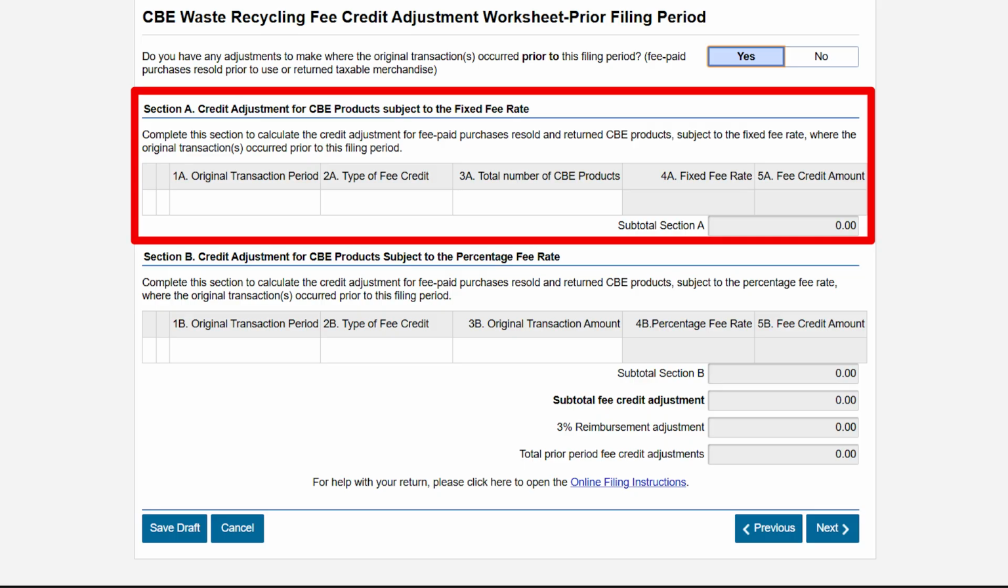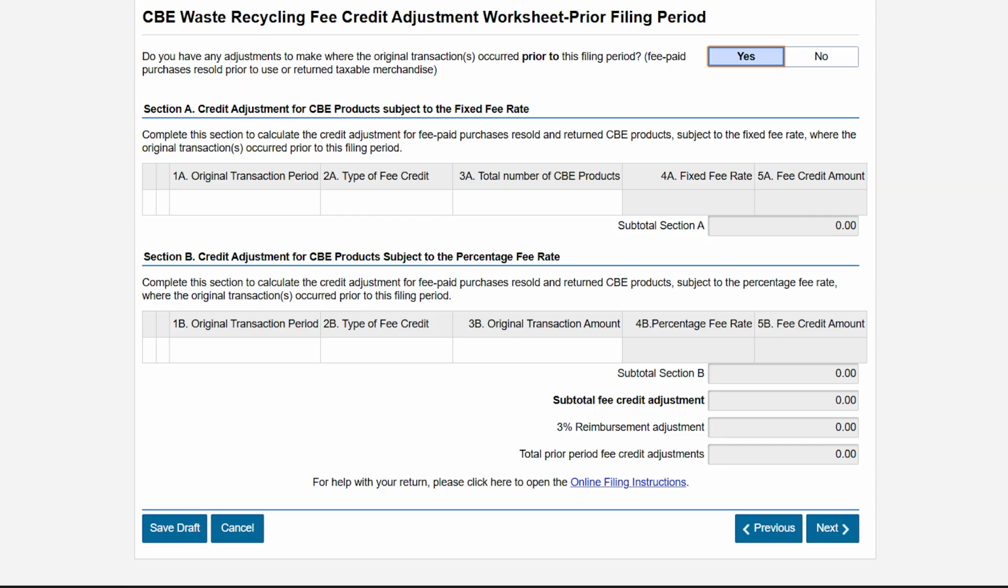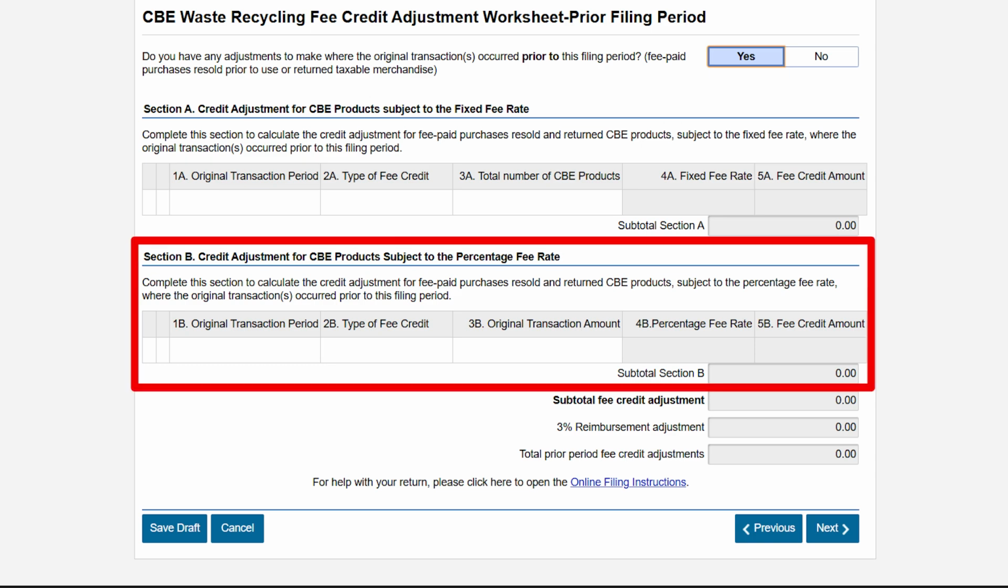Currently, CBE products with a retail selling price of $1,000 or more are subject to a fixed fee rate. Complete this section to calculate the credit adjustment for fee-paid purchases, resold and returned CBE products subject to the fixed fee rate, where the original transactions occurred prior to this filing period. And Section B, credit adjustment for CBE products subject to the percentage fee rate.